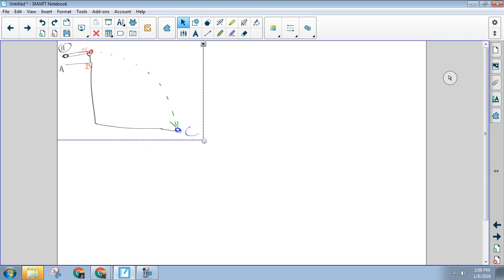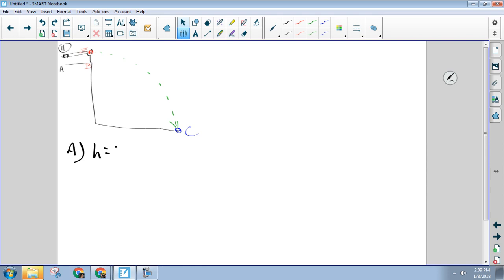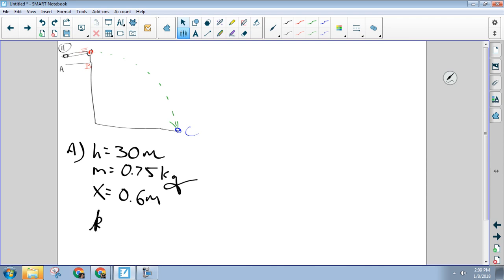With that in mind, here we go. At point A, I know my height is 30 meters. I know the mass of the stone was 0.75 kilograms again, I think. And I know that we stretched the slingshot back 0.6 meters, because it's 60 centimeters, right? So you got to convert. Okay, but the problem is I don't know what my K is, so I can't actually find my elastic potential energy, right? Good?